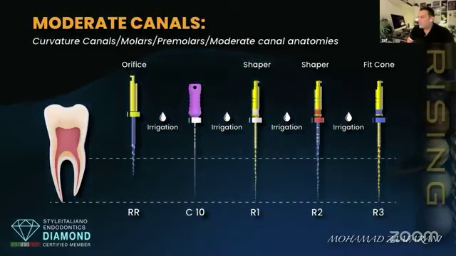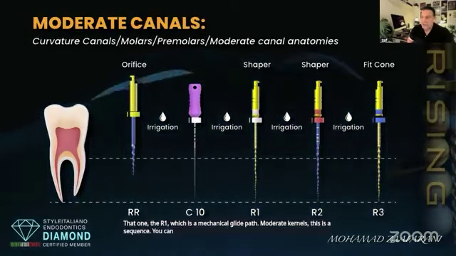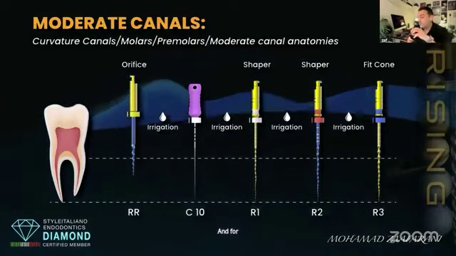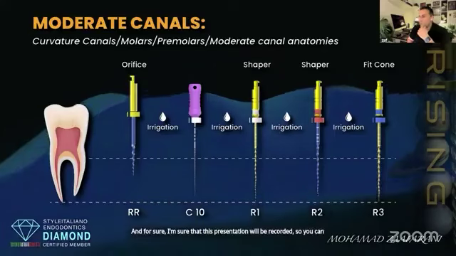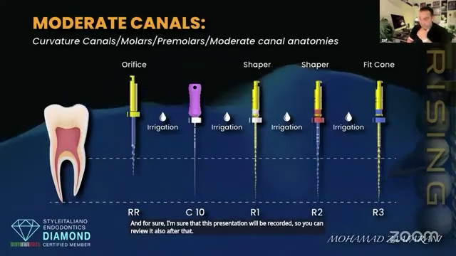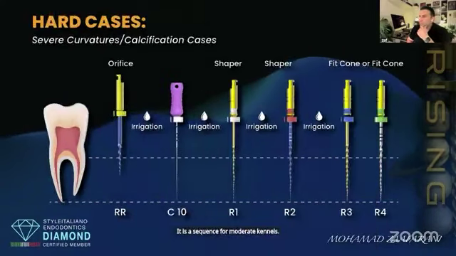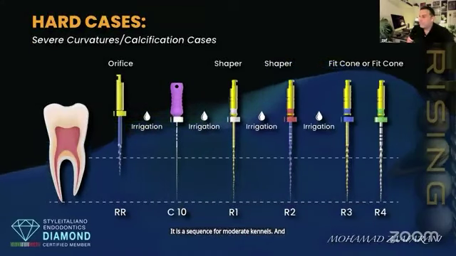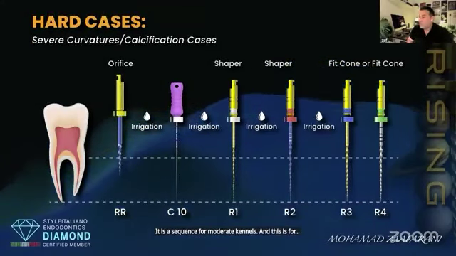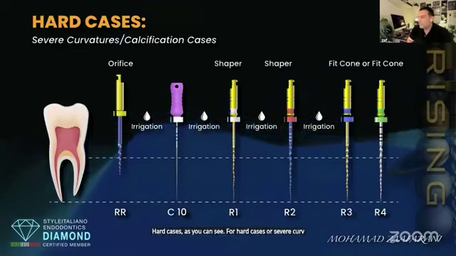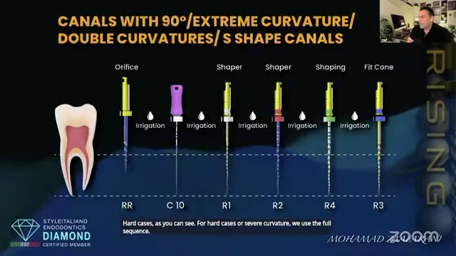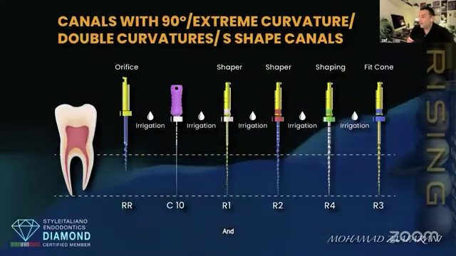Moderate canals, this is a sequence. You can take screenshots, and for sure I'm sure that this presentation will be recorded, so you can review it also after that. Here is a sequence for moderate canals, and this is for hard cases. As you can see, for hard cases or severe curvature, we use the full sequence. And here's for extremely difficult cases.